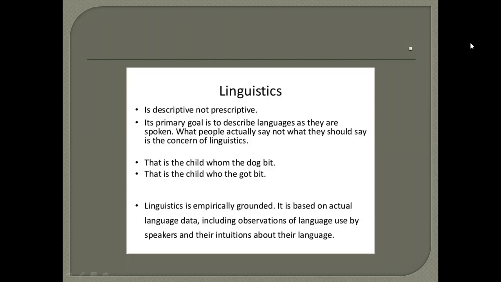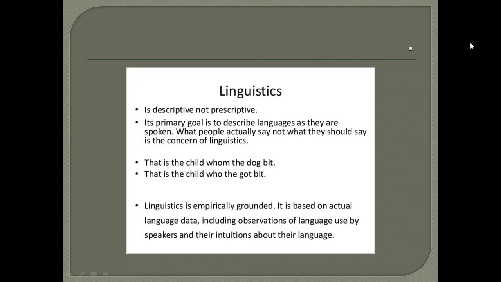For example, the child whom the dog bit. That is the idea we should get from here. It shows the primary goal is to describe the language as it is spoken, but what people actually say, not what they should say, is the concern of this linguistics.